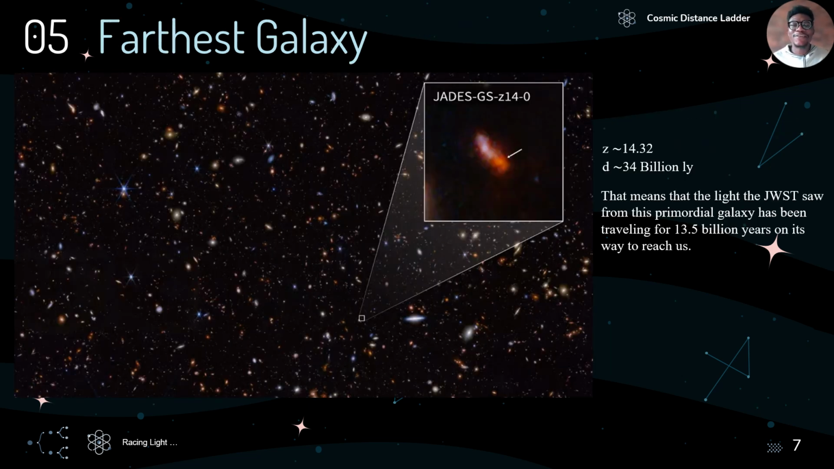The farthest thing that humanity has ever seen is the galaxy JADES-GS-z14-0, with a redshift of 14.32 and a distance of 34 billion light years. This means that the light observed by the James Webb Space Telescope coming from this galaxy has been traveling for over 13.5 billion years, all the way reaching us.